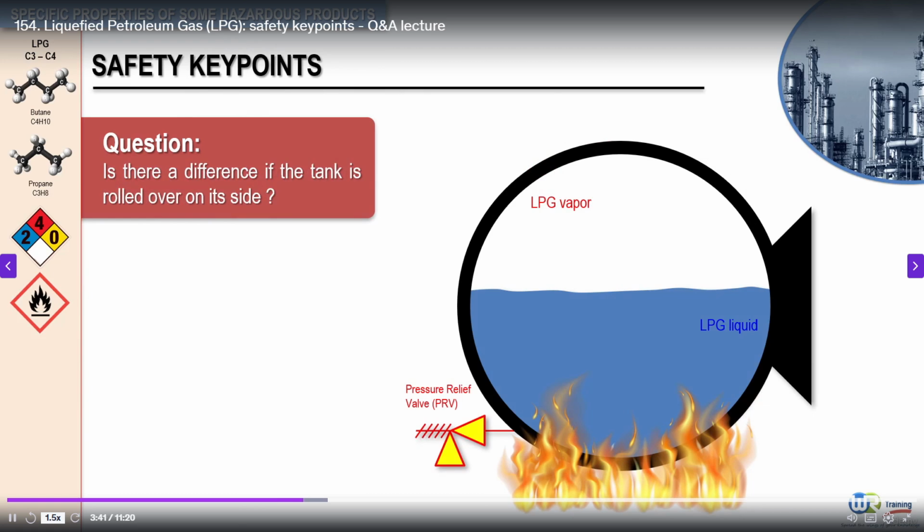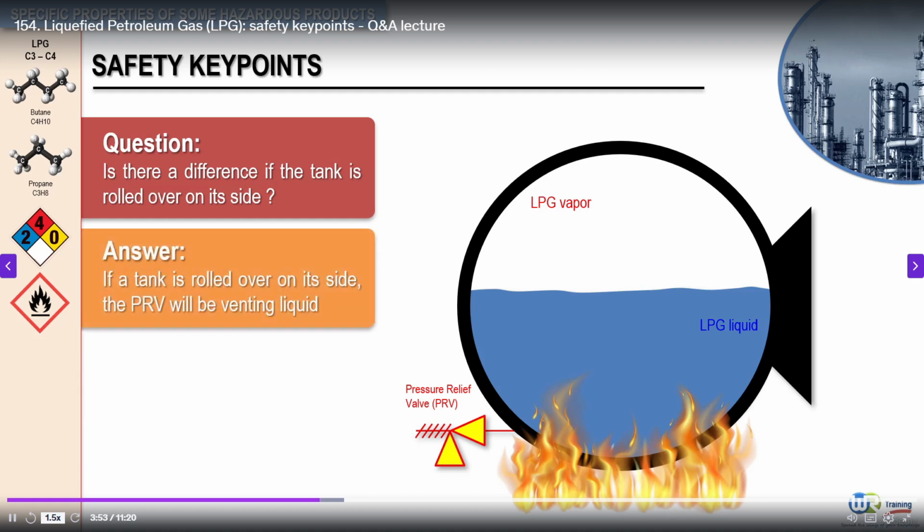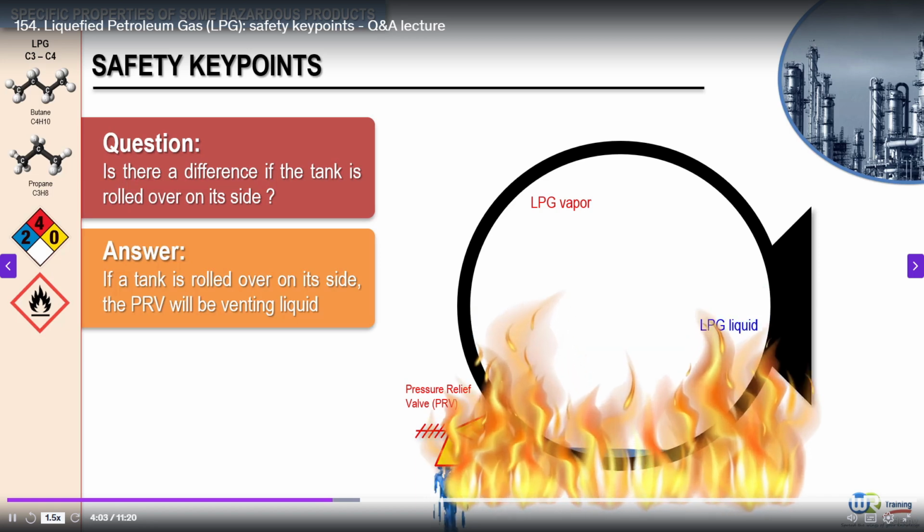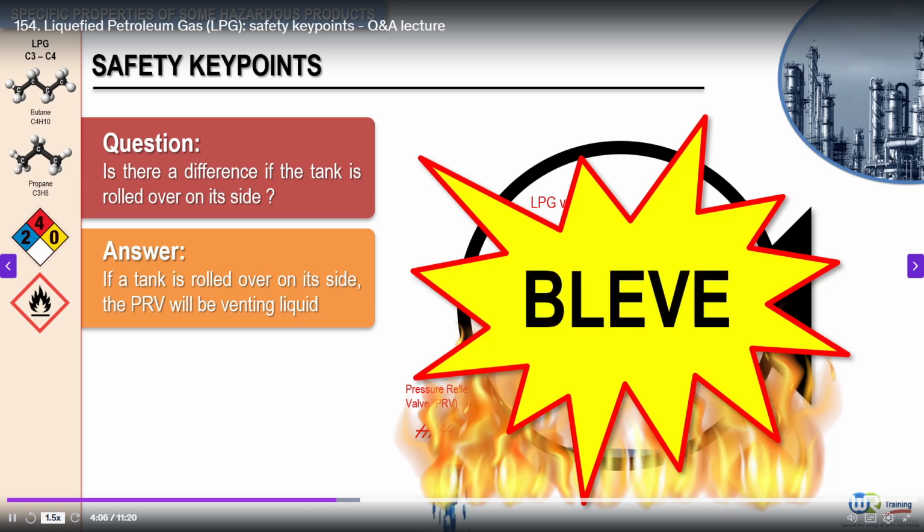Okay, now is there a difference if the tank is rolled over on its side? The answer is yes. If a tank is rolled over on its side, the PRV will be venting liquid, as seen here. As a result, the tank empties more quickly, so that with a severe fire, it can BLEVE sooner. Also, the escaping liquid immediately vaporizes and will ignite on contact with flame or spread in a cloud and then result in a vapor cloud explosion.